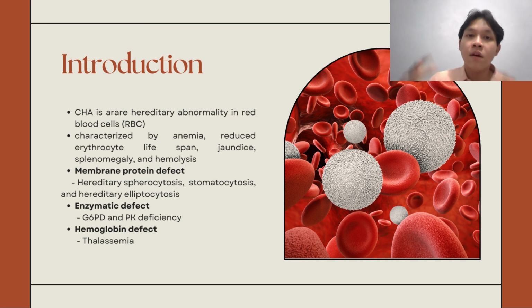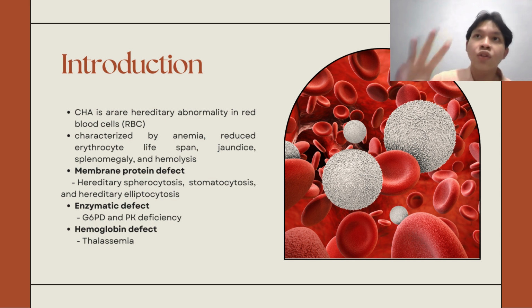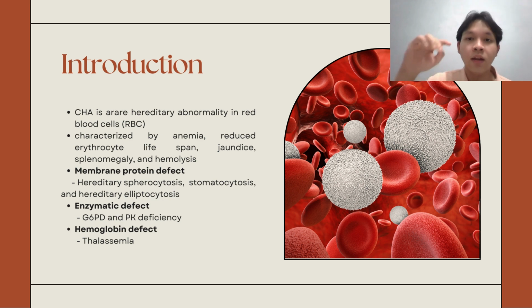Let me explain about CHA. CHA is the abbreviation of congenital hemolytic anemia. It is a rare hereditary abnormality in red blood cells. It is characterized by anemia, reduced erythrocyte lifespan, jaundice, splenomegaly, and hemolysis.